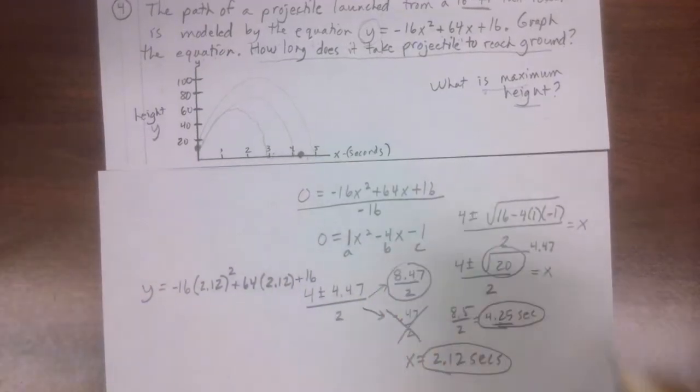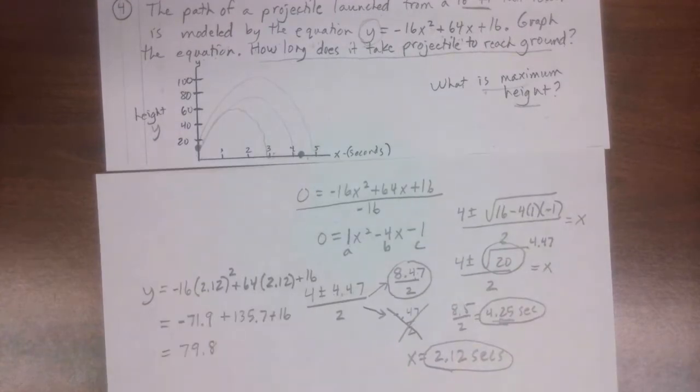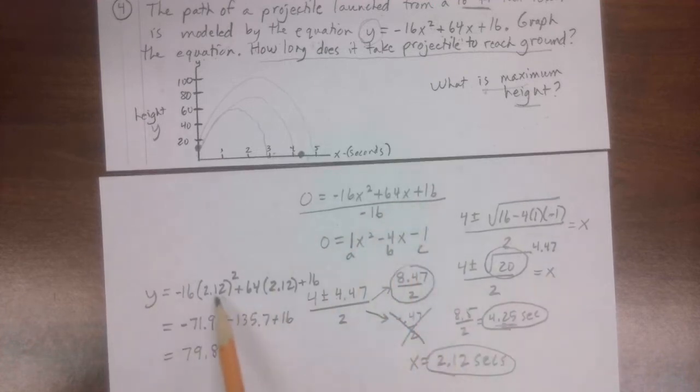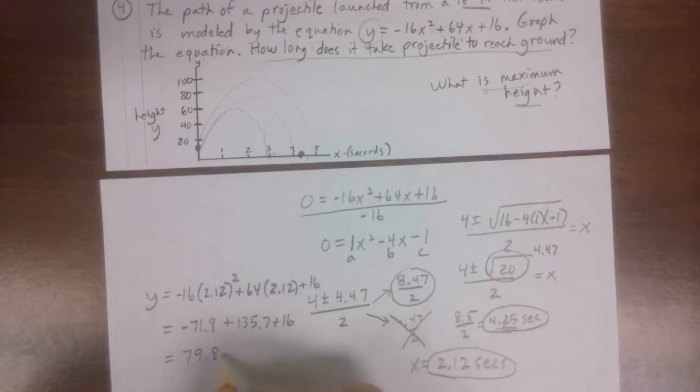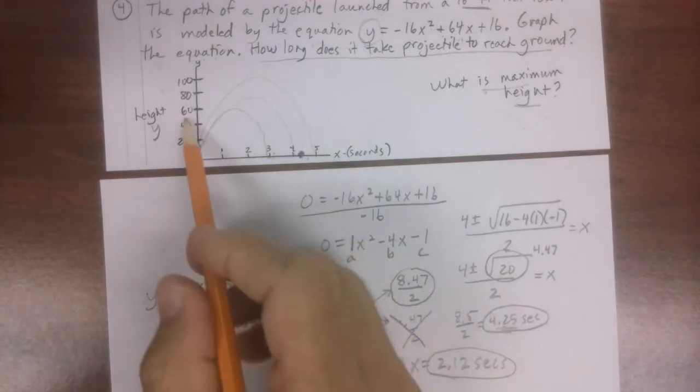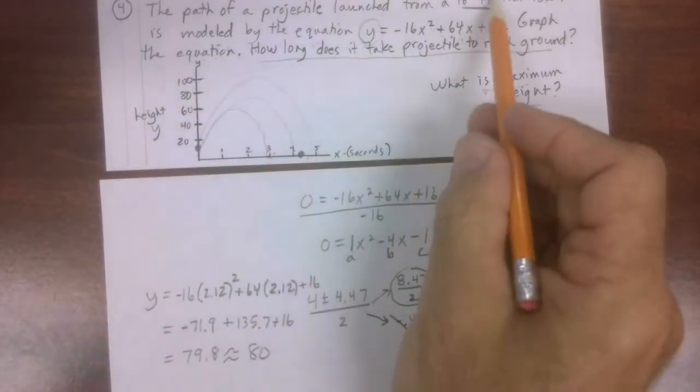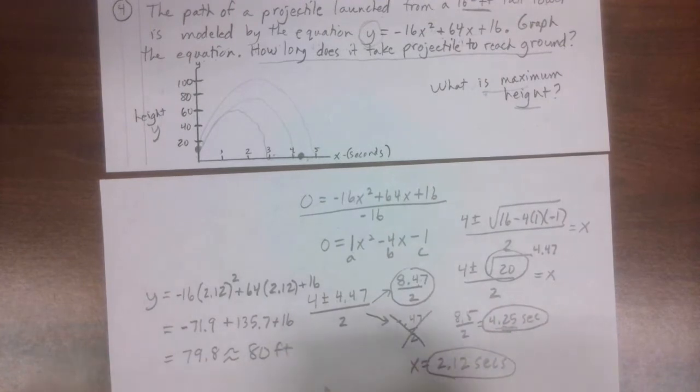Now I'm going to pause this and do some number crunching. All right, so as you can see, I put 2.12 in for that x, and that x, and I'm just solving it. So this squared times this, negative 71.9, 2.12 times 64 is that. 16 comes along to the right, and I get 79.8, which is approximately 80. We don't really know if it's in feet. Oh yeah, it says feet right there. So it's 80 feet. That'd be my maximum height.